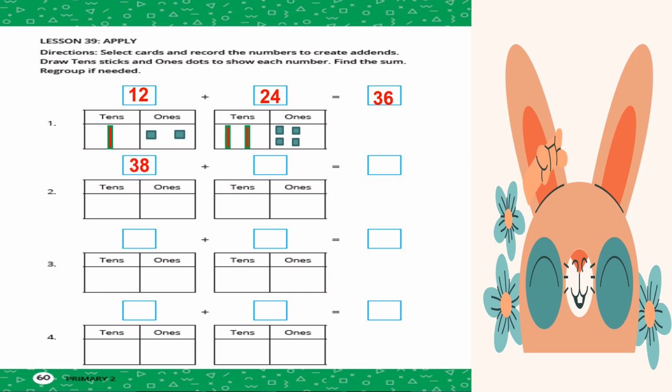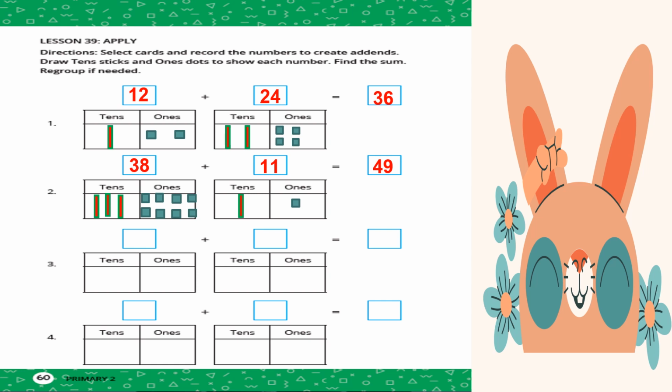Number 2, first card, 38. How many sticks do we have? 3 sticks. How many small squares? 8 small squares. Next card, 11. How many sticks do we have? Only 1 stick. How many small squares? Only 1. Let's add 8 plus 1, 9. 3 plus 1, 4. 49.